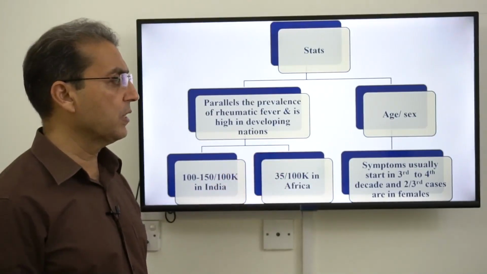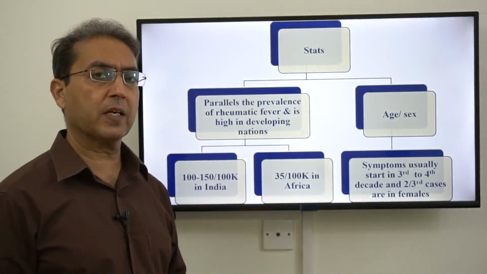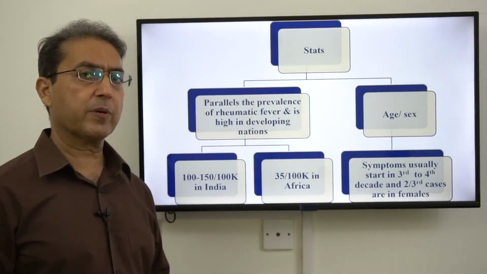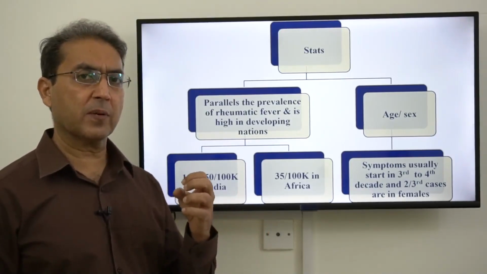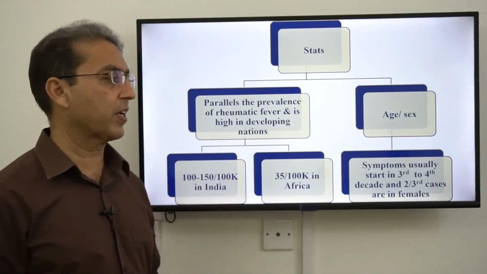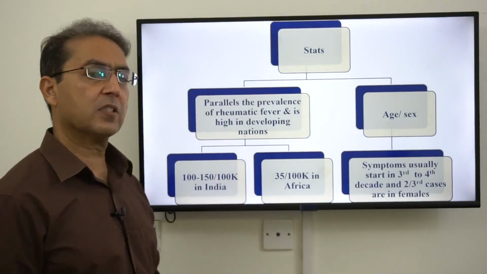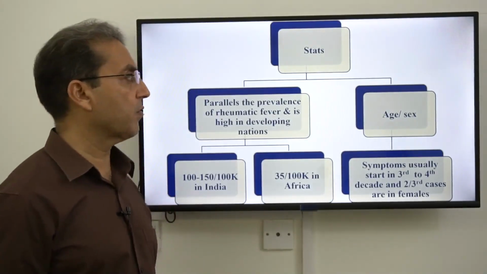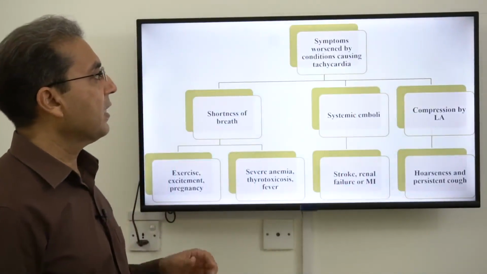These symptoms usually start in the third and fourth decade. Sometimes the symptoms are also seen in the second decade of life, but most of the patients come in with complaints in the third to fourth decades of life. And you see two-thirds of cases of mitral stenosis are seen in females. The reason for this is not clear, why females are affected more.